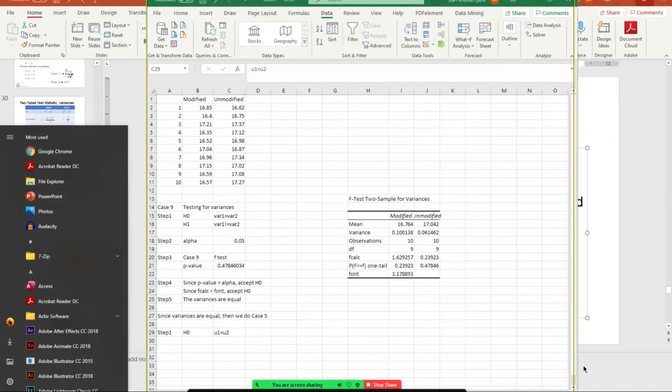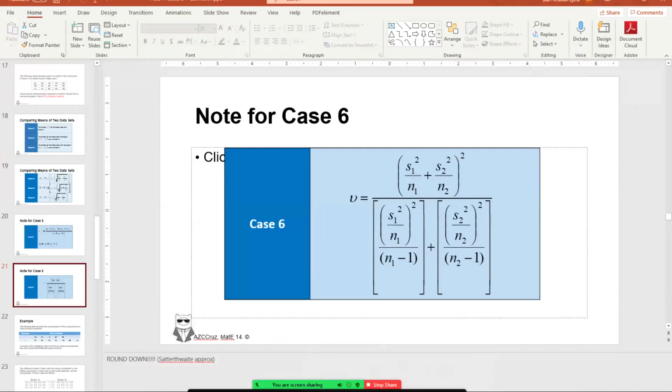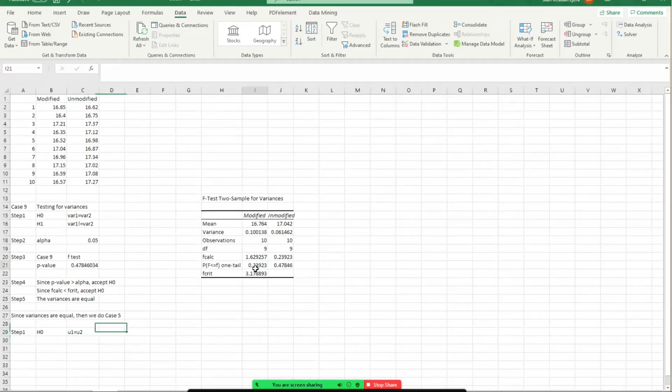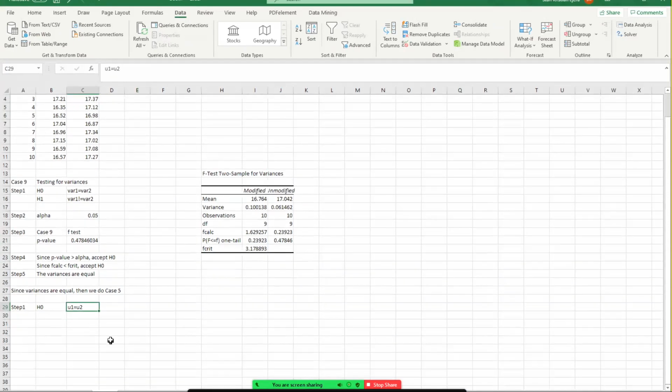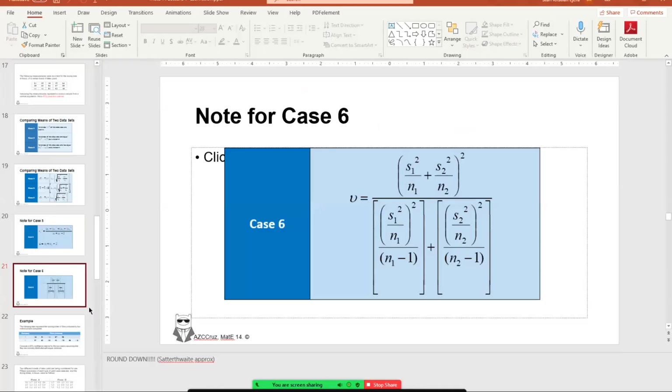Saglit lang class. Nawawala yung cursor ko. Yeah, bumalik na. So ito, mu1 is equal to mu2, yun yung H0 natin. Yung H1 natin or alternative hypothesis is mu1 is not equal to mu2. Or pwede rin, the formulation does not impact. Ano yung term na ginamit niya?